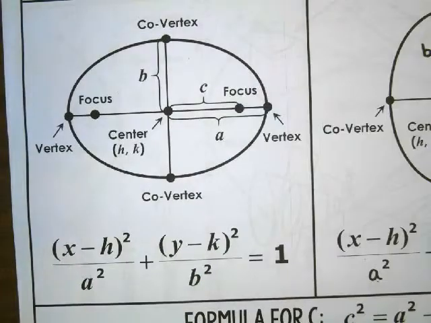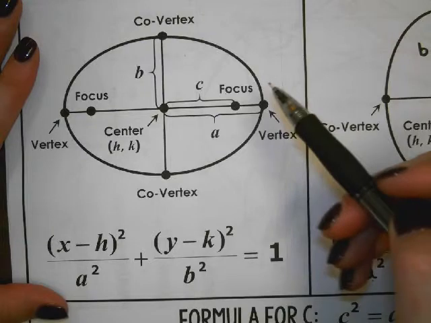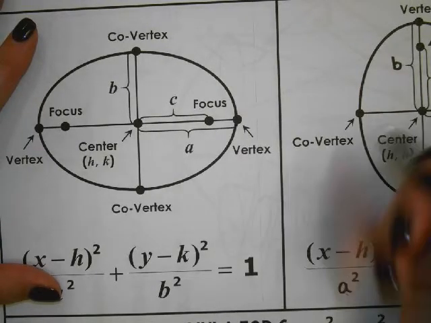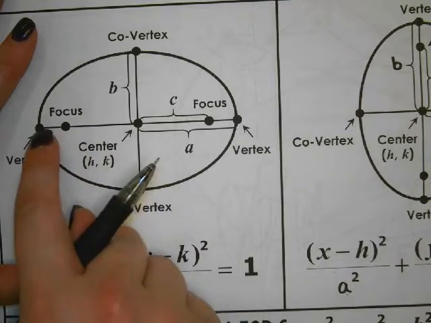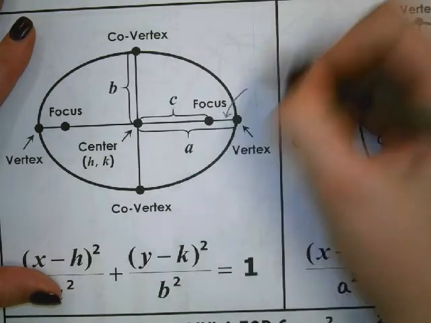Okay, there are some things that are not quite labeled on your picture here, and so we're going to label them. We have an axis of symmetry. We actually have two. And the one that goes from vertex to vertex is called the major axis.